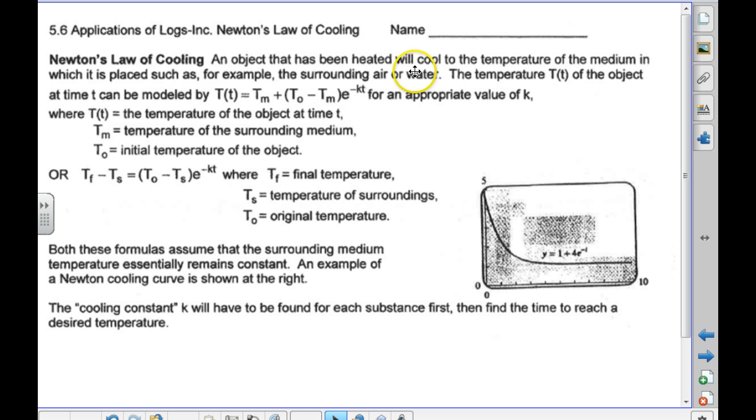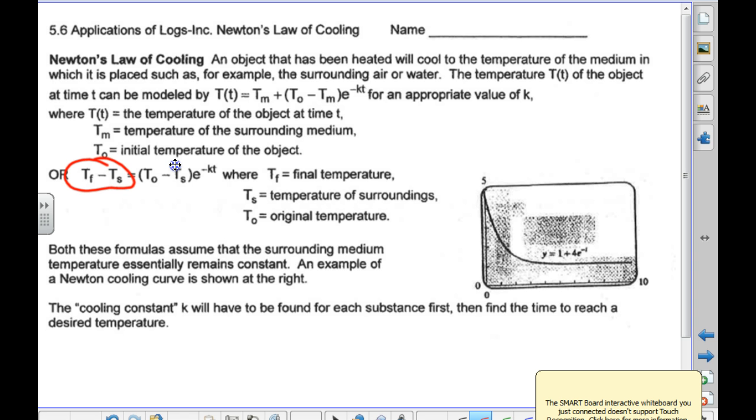Newton's law says an object that has been heated will cool to the temperature of the medium in which it is placed. For example, the surrounding air or water. We are going to use this model down here, which says the difference between the temperature and the surroundings, the temperature that it stops cooling at, is equal to the difference between the original temperature and the surroundings times e to some constant cooling rate times the time, okay?